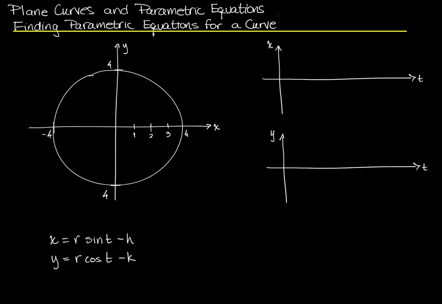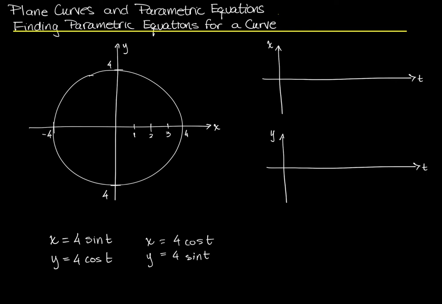In this case, the center of the circle is 0, 0. So I'm going to have no h and no k. The radius of this circle is clearly 4. So I'm going to have 4's here and here. Now, as it happens, I can write this either as x equals 4 sine t, y equals 4 cosine t, or as x equals 4 cosine t, y equals 4 sine t. The reasons for that, hopefully I'll remember to tell you at the end of this video.